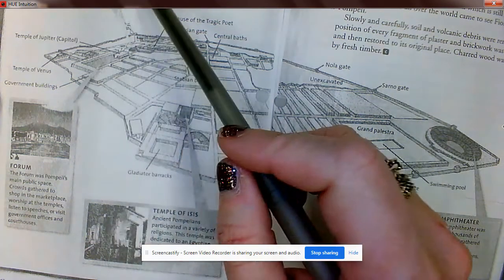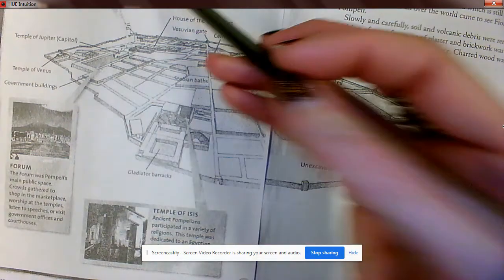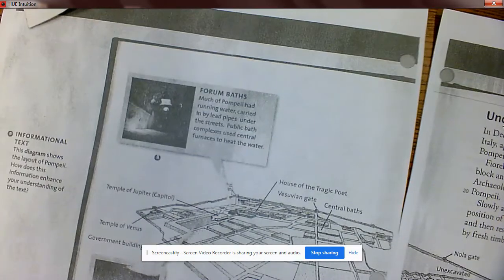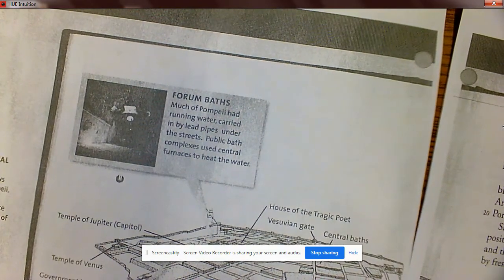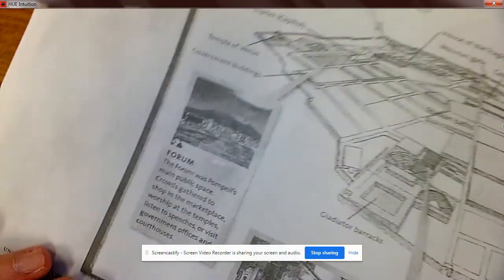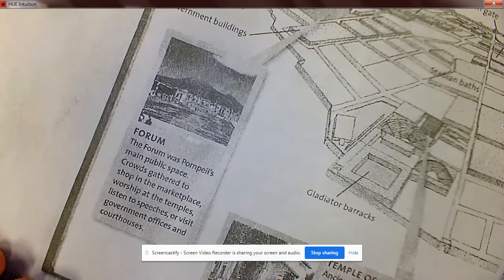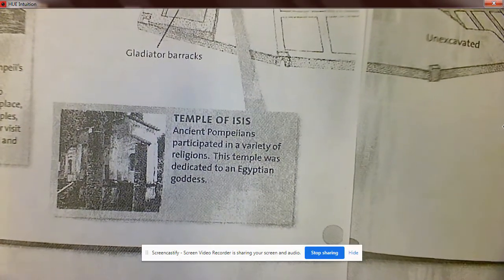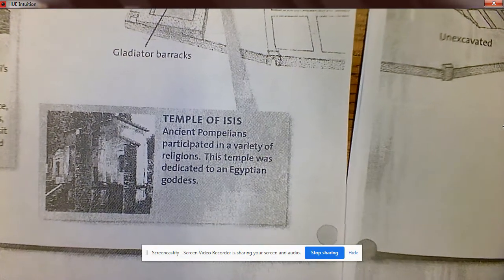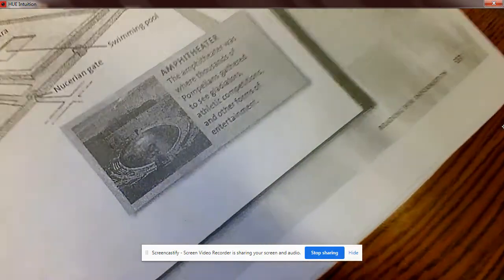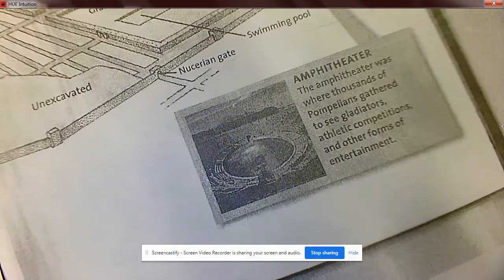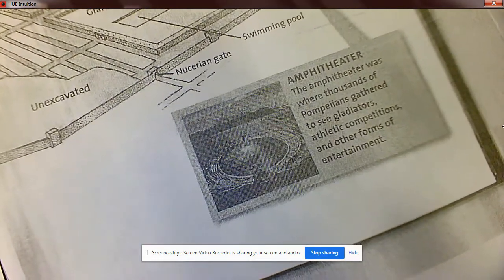And so I'm going to read, and I've already done that, the pictures and the descriptions that they have describing the baths, discussing the forum. We talked about that when we read. That was the gathering place. The Temple of Isis. Isis is also another god that they probably worshipped. And the amphitheater. And I think the amphitheater was in the story too. Okay.